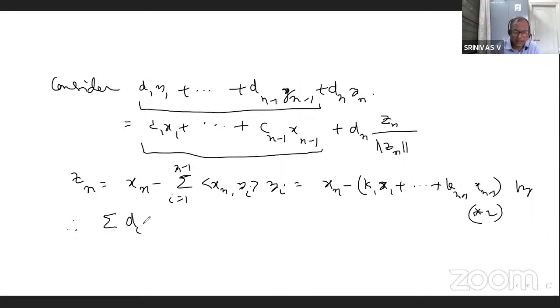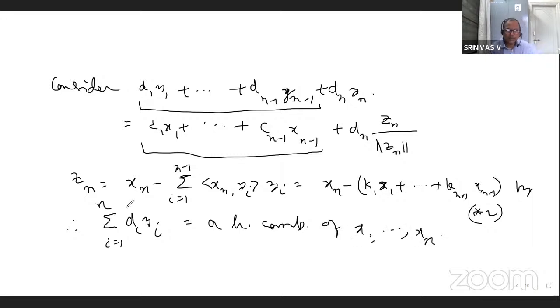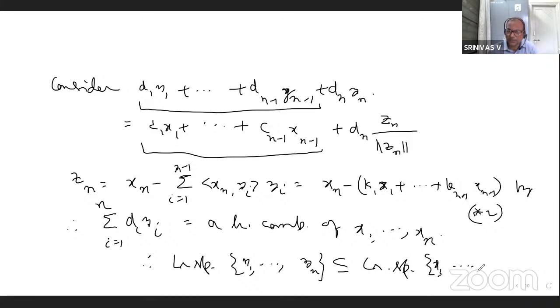therefore, the sum of di yi, i equal to 1 to n, is a linear combination of x1 up to xn. Zn is a linear combination of x1 up to xn, and this is a linear combination of x1 up to xn minus 1. Therefore, this whole thing will be a linear combination of x1 up to xn. Therefore, the linear span of y1 up to yn is contained in the linear span of x1 up to xn.